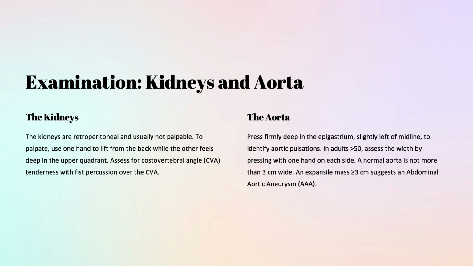So if it's positive, then there may be ascending infection of the urinary tract. Lastly, for the aorta, you press firmly deep into the epigastrium, slightly left of midline to identify any aortic pulsations. Among adults aged 50 years old and above, you need to assess the width by pressing with one hand on each side. A normal aorta should not be more than 3 centimeters wide. And if you have an expansile mass 3 centimeters or larger, this is suggestive of a vascular condition called abdominal aortic aneurysm.